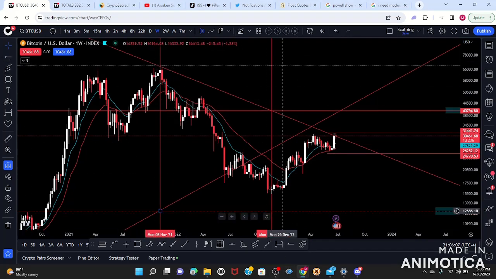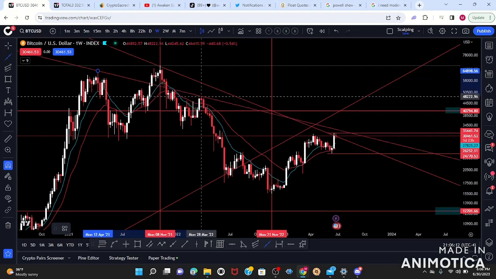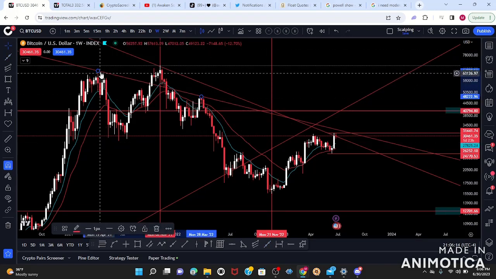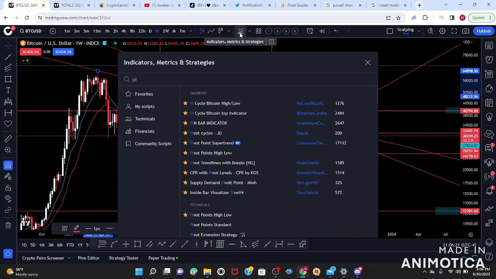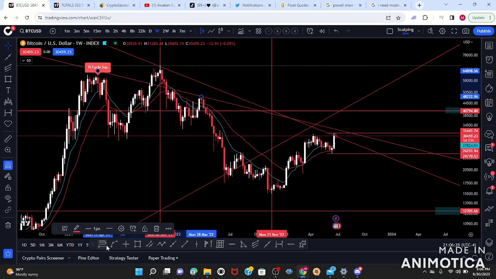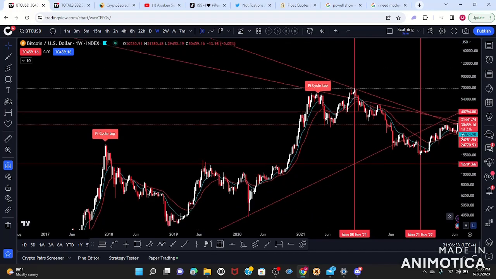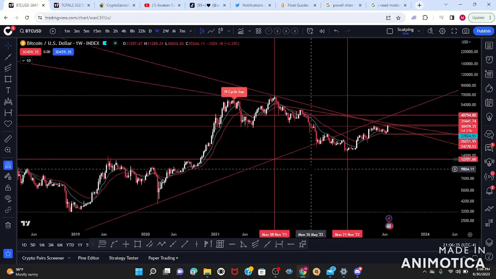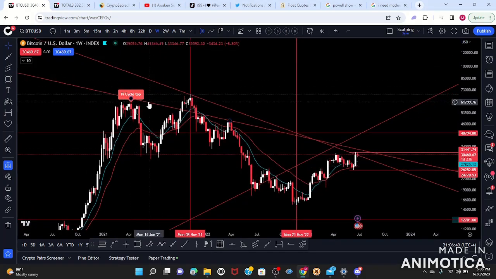So using the Pi indicator, it was brought to my attention that this is the true high, not this one. This was just the extra pump. And by the Pi indicator, I mean the Pi Cycle Top indicator. If you bring it up, it's going to mark the highs of the bull markets. Because this is telling me that this was the true top, I'm going to use this trend line.